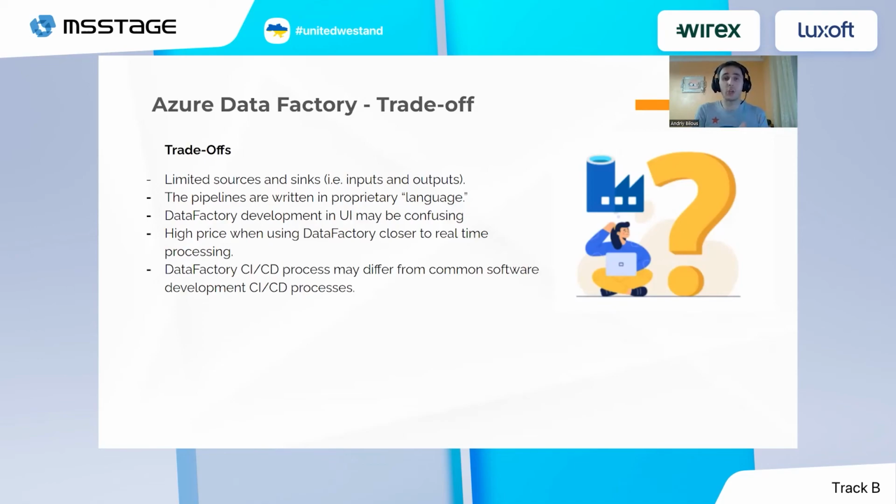Yeah, if you're having trunk-based development or Git flow, the SDLC flow of Azure Data Factory will be different, and you should work with this and understand that it's a separate case.